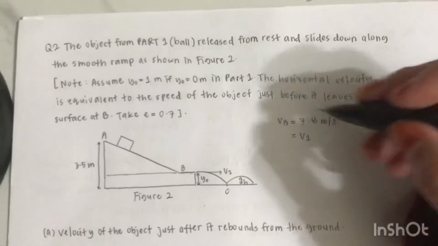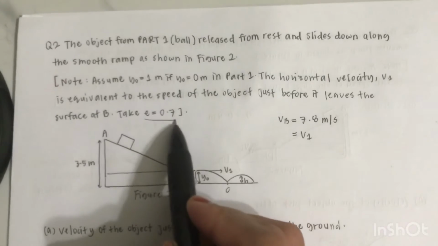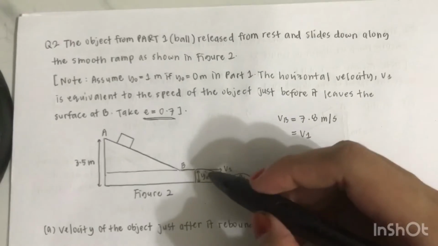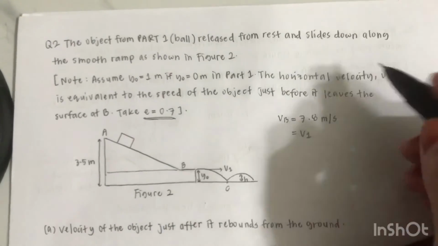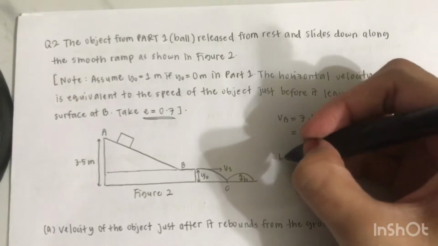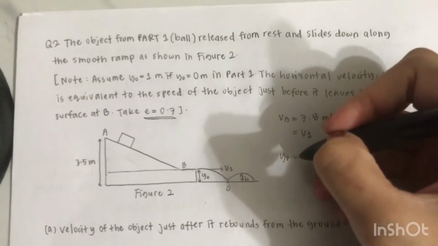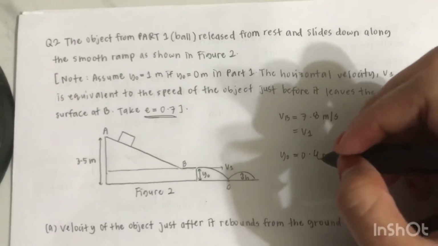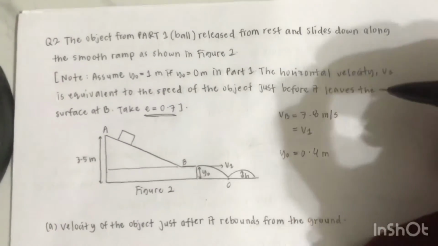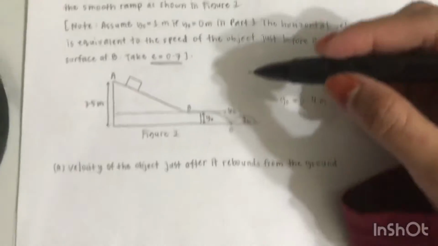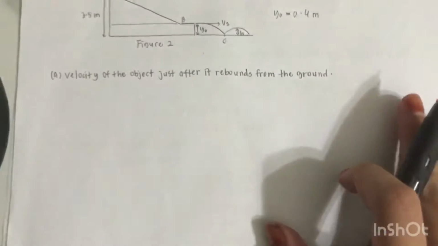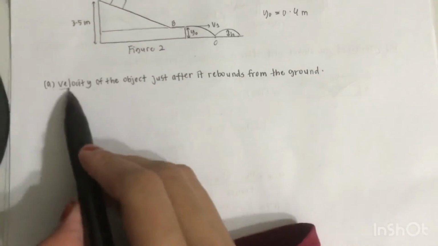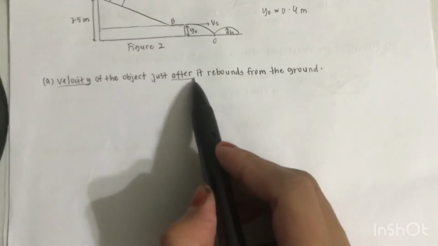Next, also given is the coefficient of restitution, which is 0.7, and from our previous assignment, the value for y0 is 0.4 meter. So we will use this value for this assignment. Okay, so we will move to the next question. The question asks for the velocity just after it rebounds.